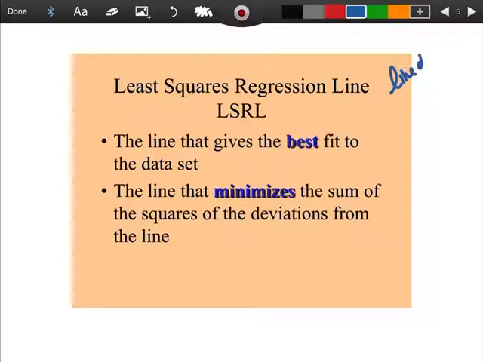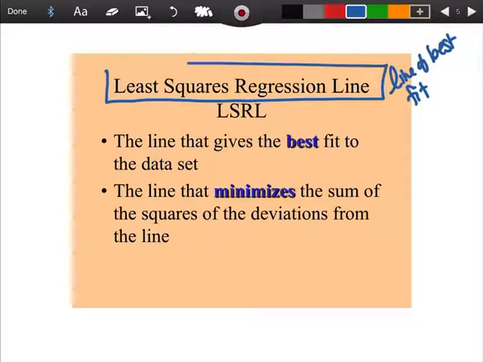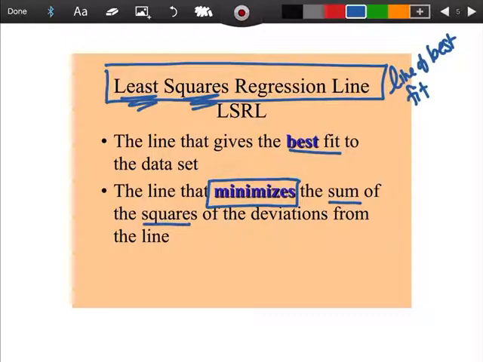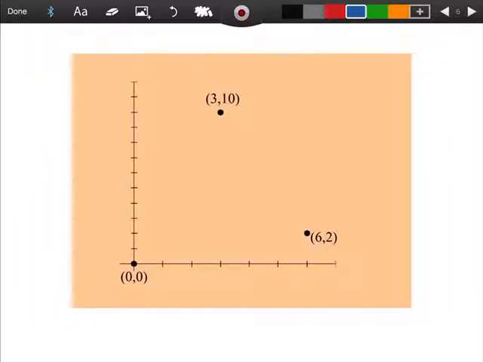When we're writing a regression equation, we are concerned with the line of best fit. That was just a term we used in Algebra 1. More specifically, the line of best fit is the line that gives us the least squared residuals, or it's the least squares regression line. It is the best fit to the data set, and it's the line that minimizes the sum of the squares of the deviations between the line and the data point. It's going to make a little more sense if we actually look at this with a picture.